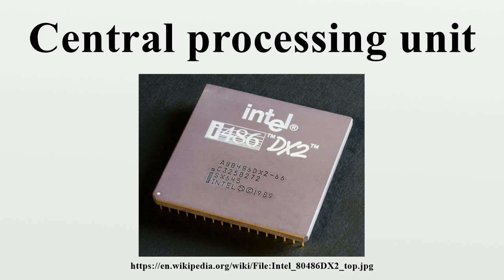Additionally, as the ability to construct exceedingly small transistors on an IC has increased, the complexity and number of transistors in a single CPU has increased many-fold. This widely observed trend is described by Moore's law, which has proven to be a fairly accurate predictor of the growth of CPU complexity. While the complexity, size, construction, and general form of CPUs have changed enormously since 1950, it is notable that the basic design and function has not changed much at all.